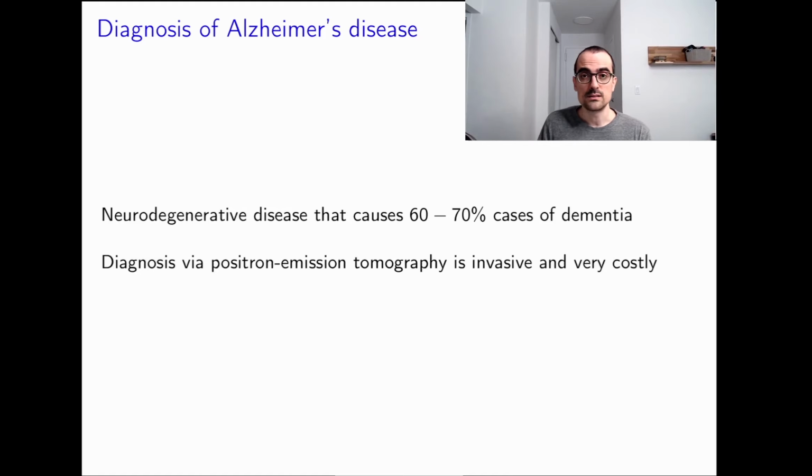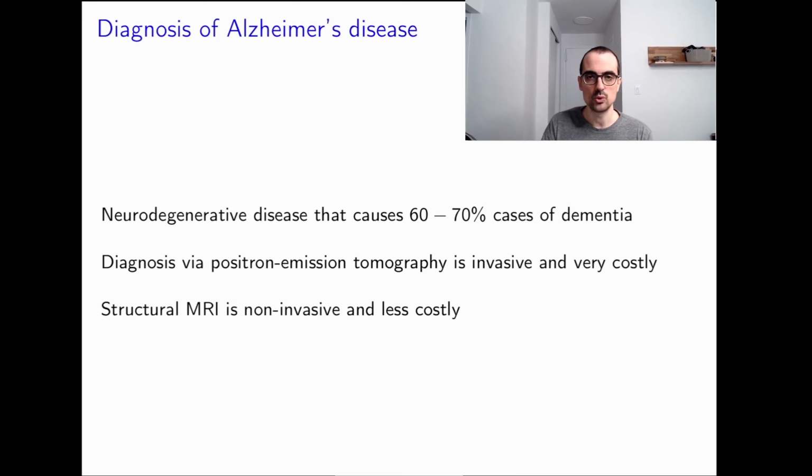Typically it's diagnosed via positron emission tomography, PET, but that is invasive and very costly. It would be quite interesting to be able to do a quick diagnosis just using MRI, because it's non-invasive and less costly, although MRI is still pretty costly. This is of course a very idealized application, in the sense that we're just going to look at a very specific example of how you would go about doing this.